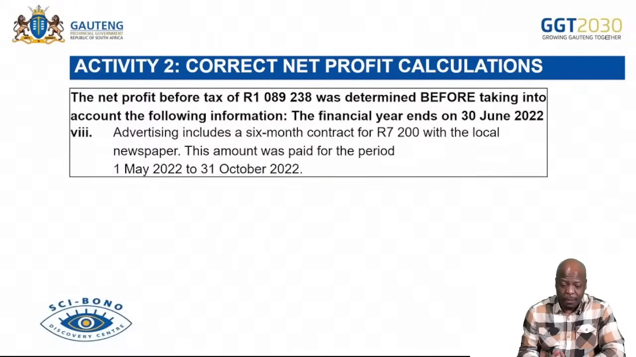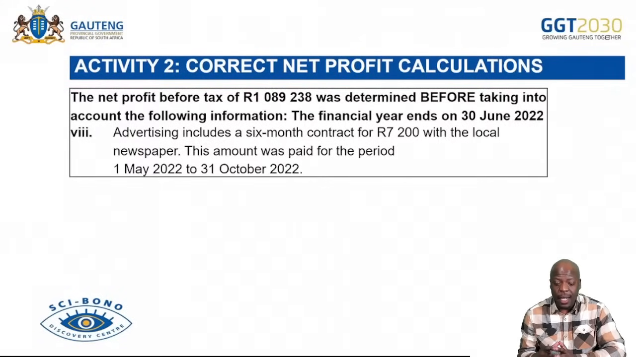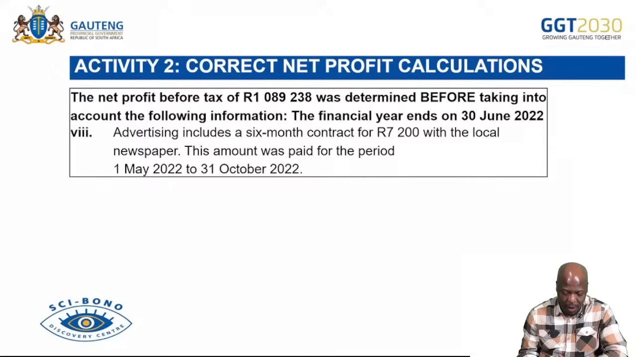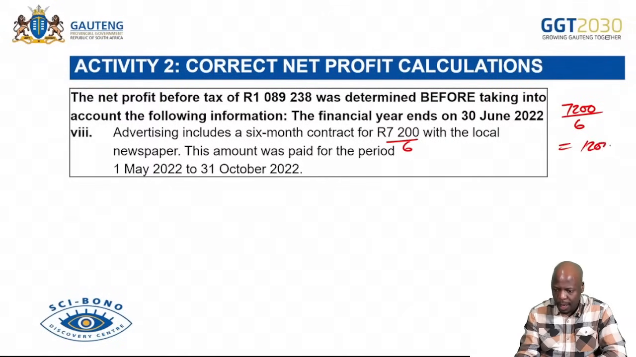Okay, I'm going to move on to the next one. And the next one reads, advertising includes a 6-month contract for 7,200. Okay, so the 7.2 is for 6 months. How much is it per month? 1,200. With the local newspaper, this amount was paid for the period 1 May to 31 October.